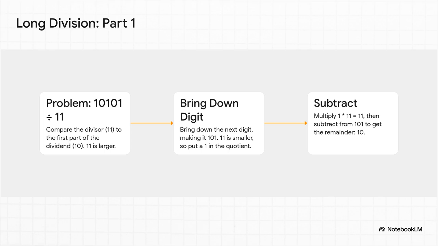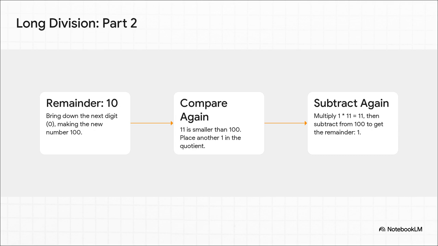And here's the beauty of binary. The answer is always either 0 or 1. There's no guesswork. In this case, it's 1. So we write that down, do the subtraction, and find our remainder. Okay, next up, we bring down the next number, which is a 0, making our new number 100. Can 11 go into 100? Yep, it can. So we put another 1 in our answer, do the subtraction, and we're left with a remainder of 1. It's just a simple, repeatable process. You kind of get into a rhythm with it.